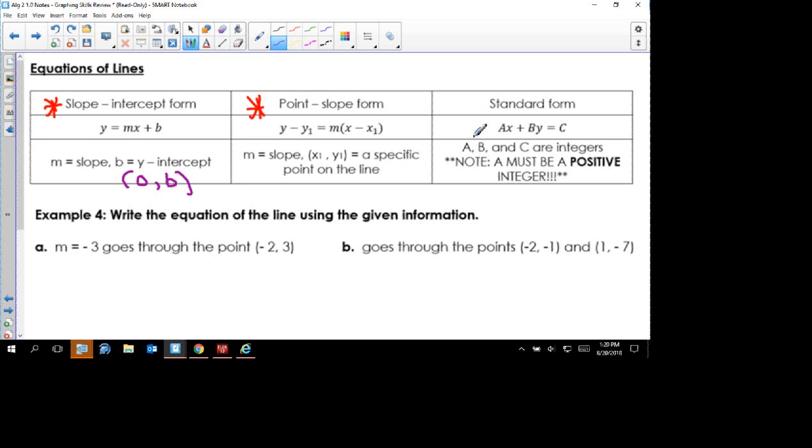Parenthesis x, you don't plug anything in, minus x1, you do plug something in. So you're going to plug 3 things in. The x1, the y1, and the slope. So you're going to be plugging in x1, y1, which is a point, and you're going to plug in your slope. And this form is called point-slope form. Anytime you have the slope and one point, you use point-slope form.